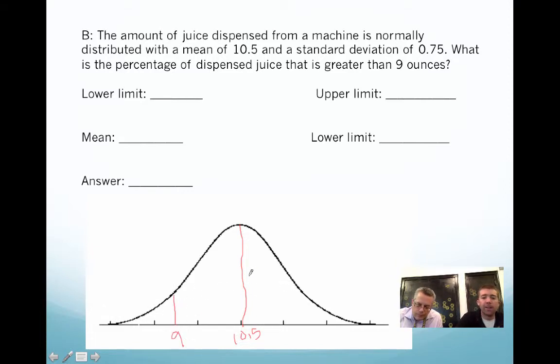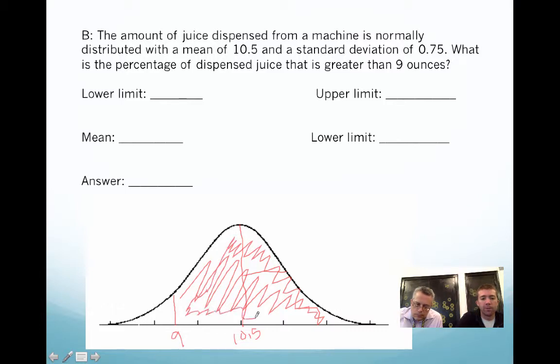So here's our standard deviation, and we want to go bigger. Now we're shading to the right, which Mr. Lewis wanted to do on the first problem. We start at 9 and go to positive infinity, or like Mr. Miller said, maybe positive 100,000. Mean, which was 10.5. Standard deviation of 0.75.